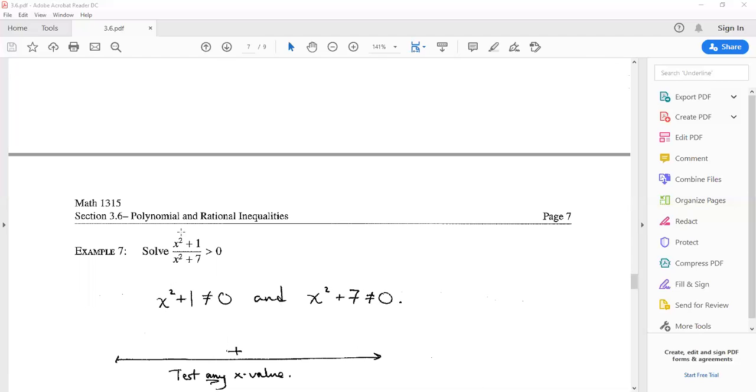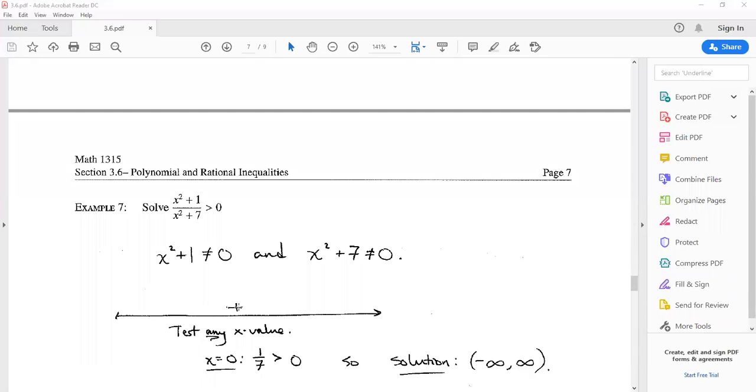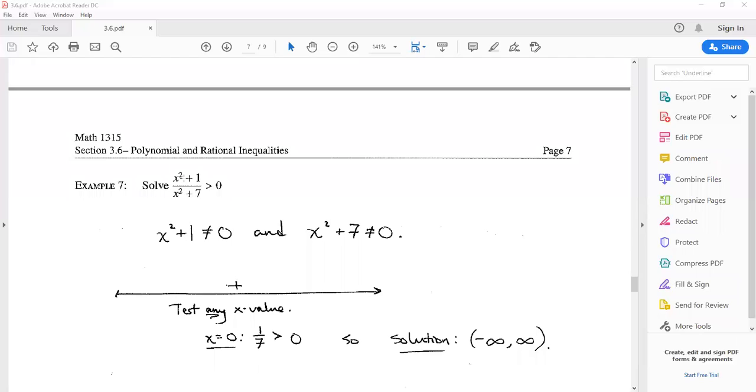And think that that fraction then should always be positive, because it's a positive number divided by another positive number. So in fact, since we get no x values of interest, we can really test any x value we like. And if we test x equals 0, it's another way to see this, we get 1/7, which is positive. So in fact, every x value we could put into this gives us a positive number out at the end. So the solution is the interval from -infinity to infinity.